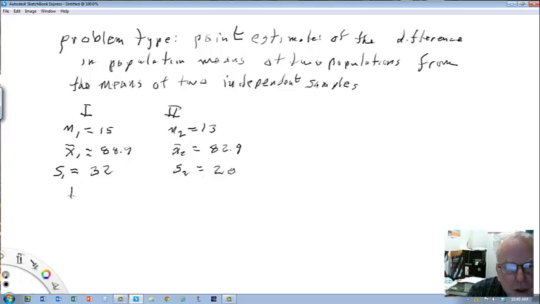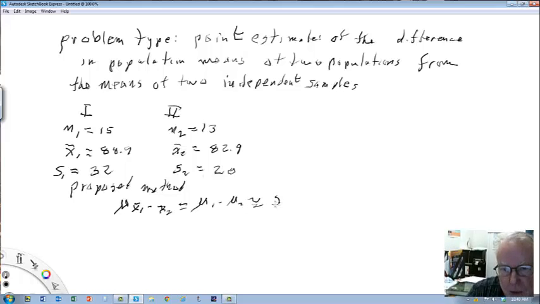I proposed to use the proposed method. And that is, the mean of the sampling distribution of sample differences is equal to mu1 minus mu2, and is approximately equal to x1 bar minus x2 bar, as long as the populations are normally distributed, the data from which we draw the samples.